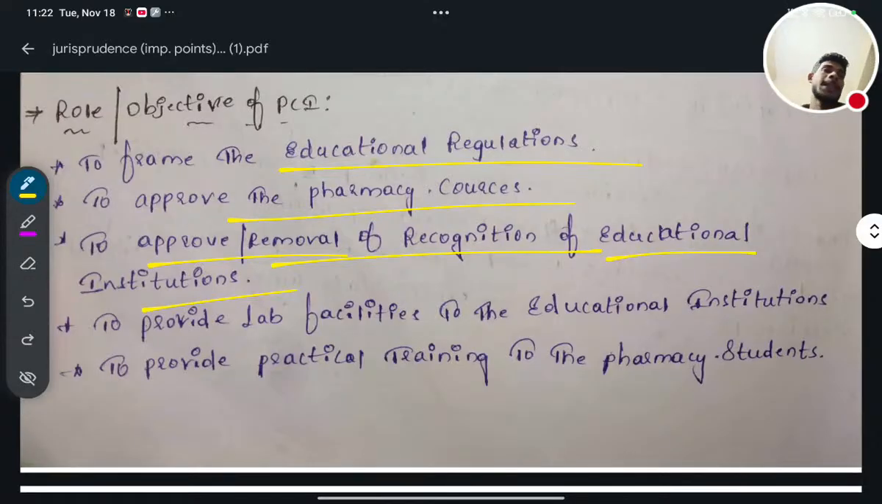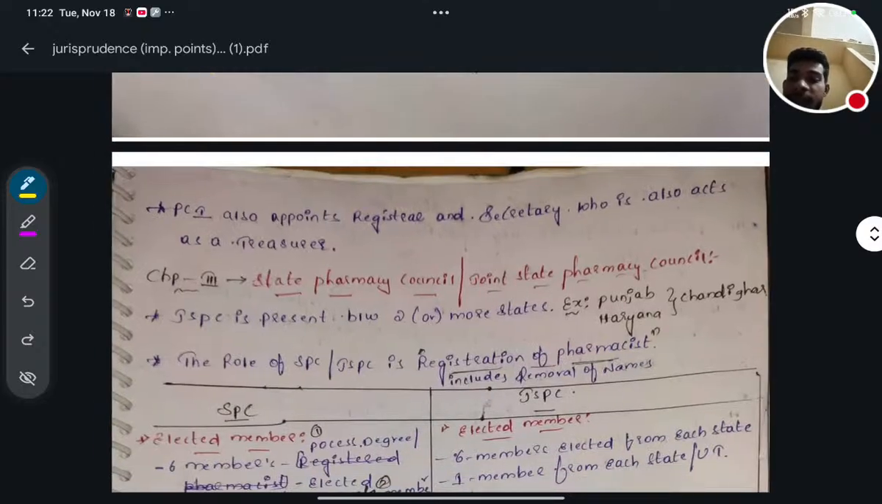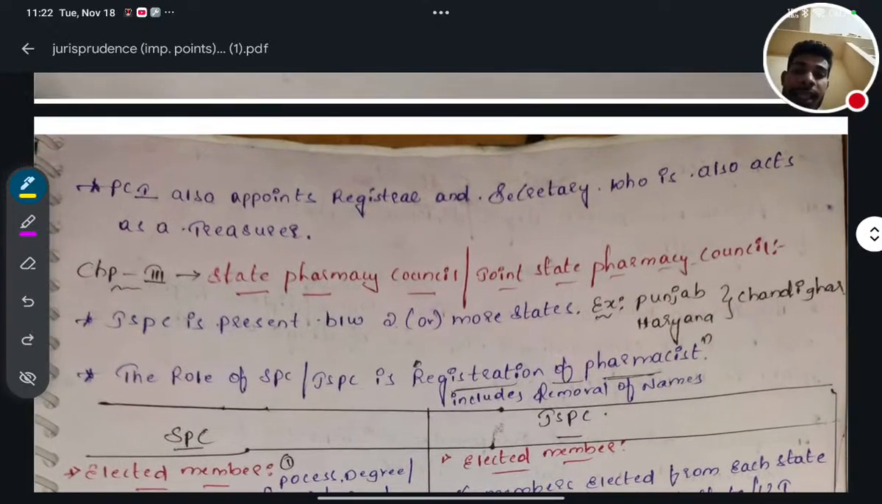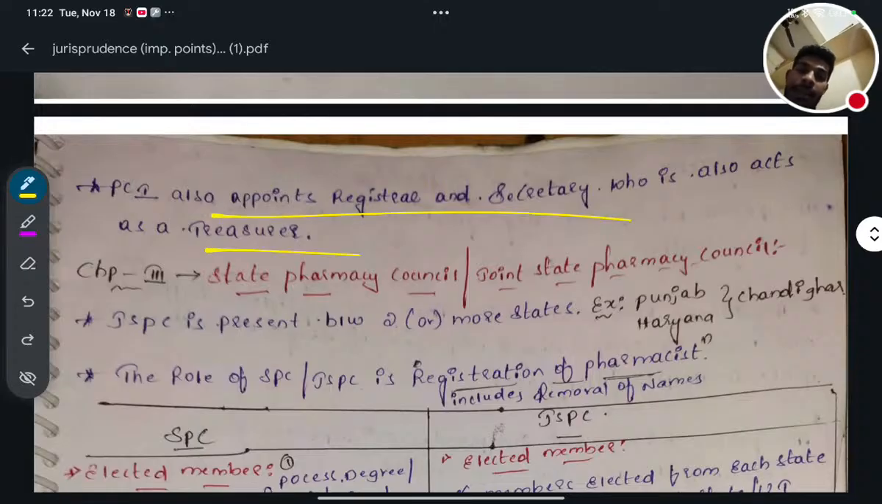To provide the practical training to the pharmacy students. So these are the roles of the Pharmacy Council of India, PCI. And PCI also appoints the registrar and secretary, who also acts as a treasurer. But these points are not so important.